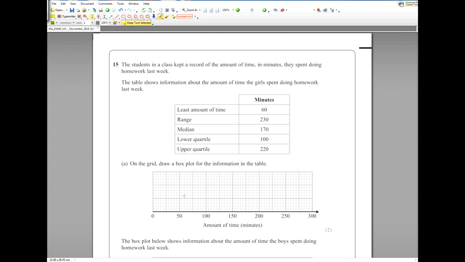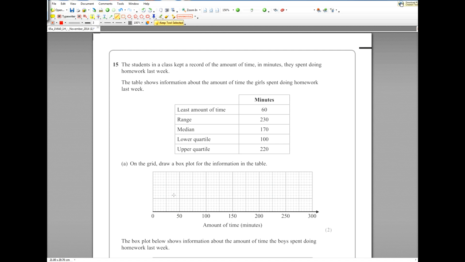Okay, lovely. Question number 15. The students in the class kept a record of the amount of time in minutes they spent doing homework last week. The table shows information about the amount of time the girls spent doing homework last week. So the least amount of time is 60. Now let's get ourselves a tool on that.